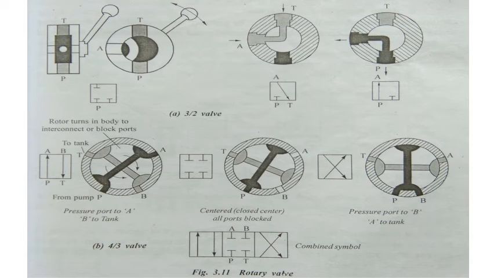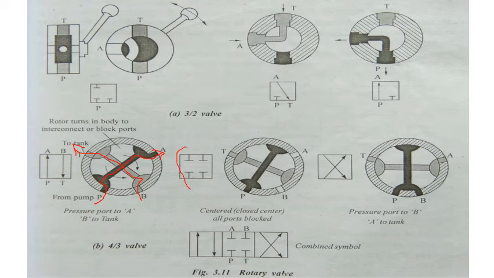Okay, look at this. This concept was already finished in the previous diagram, but I will go over it again here. First one: P is connected to A and B is connected to T. Look at the diagram. P connected to A, pressure flow connected to A, and B connected to T. What does it indicate? This is the extension position. The cylinder is extending.